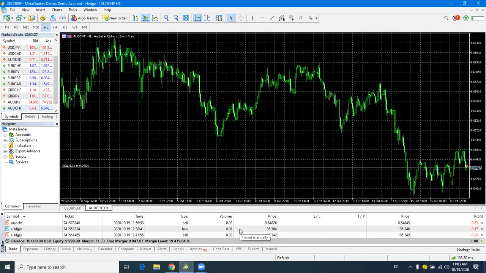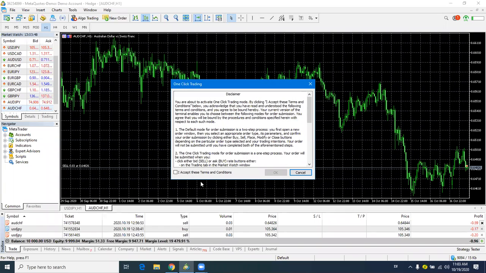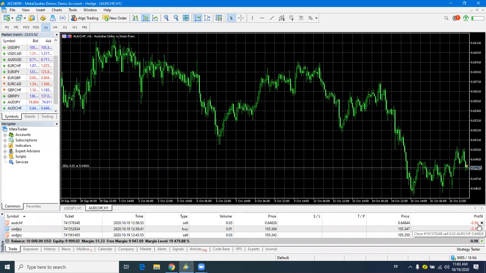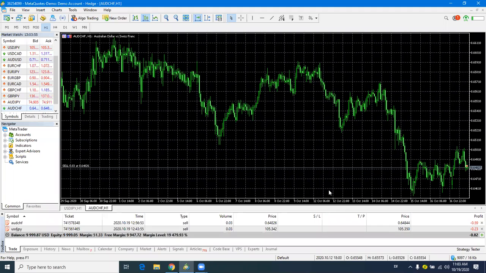Now, this is our MetaTrader 4 platform. Are we together, guys? This is our MetaTrader 4 platform. I was just doing some random stuff this morning. Let me cancel this once. Zero random trades.